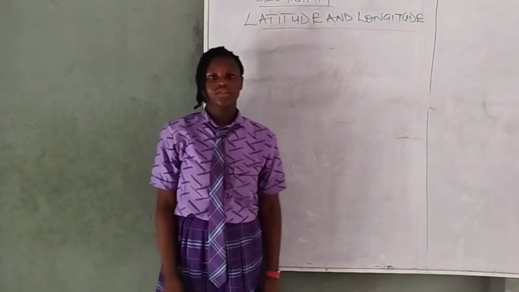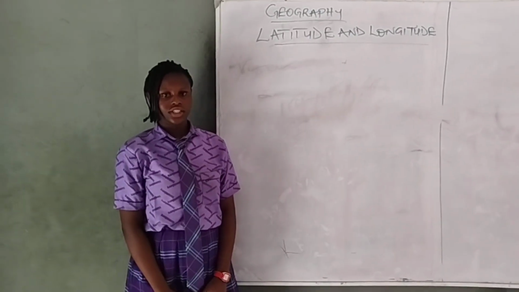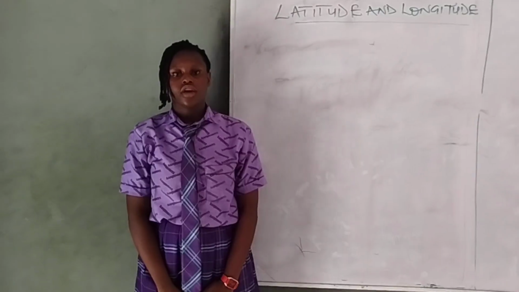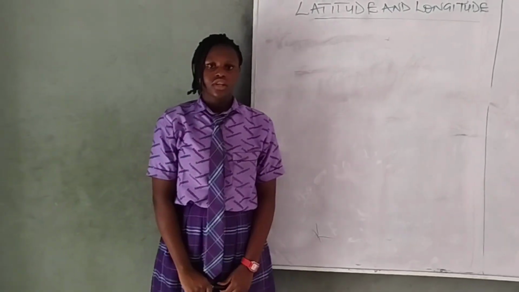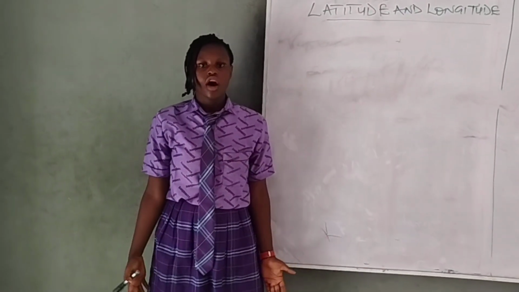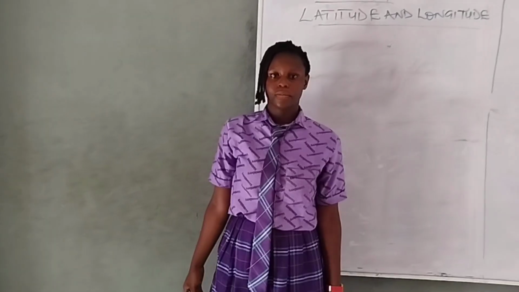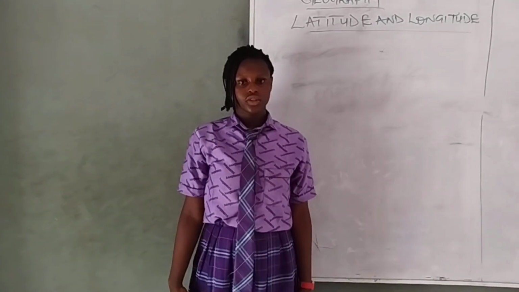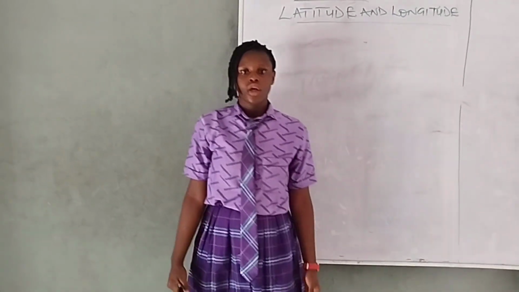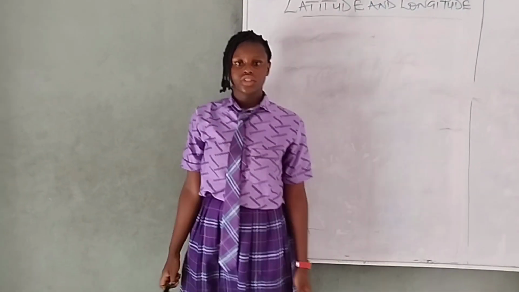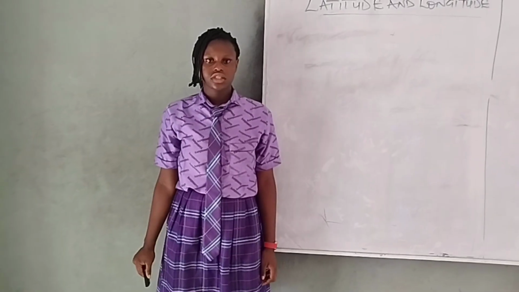First, what is latitude? Latitude is the angular distance of a point measured in degrees from the center of the earth. Uses of lines of latitude: One, lines of latitude are used to locate exact points on the atlas map. Example, Nigeria is located between 4 degrees north and 14 degrees north of the equator. Two, latitude is used to calculate distances.